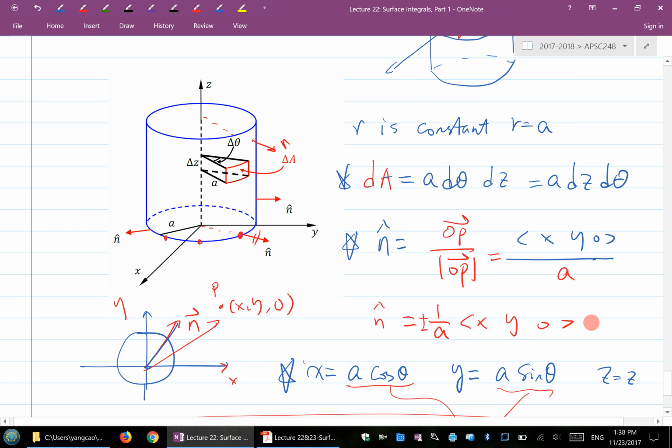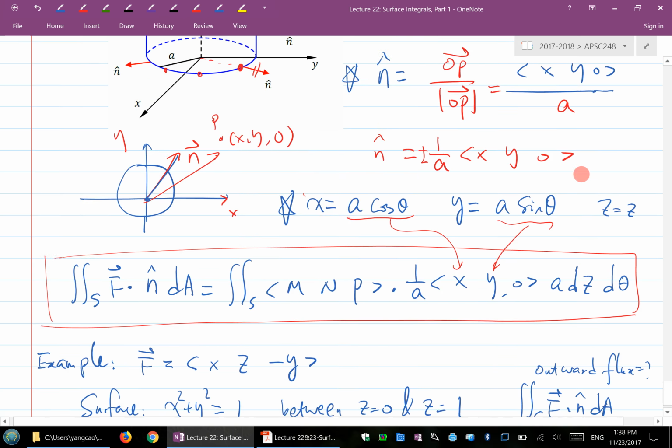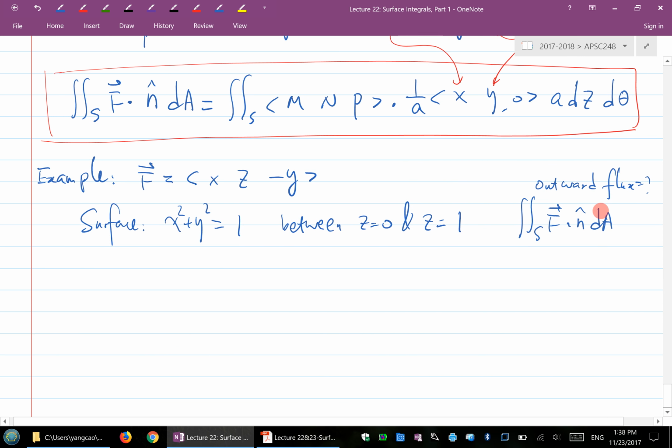Yeah. Okay. Good. So let's look at the outward flux for this one here. If it's outward flux, it basically means we're going to take the positive n hat for this cylinder. If you wanted to sketch this cylinder, it starts from z equal to 0 and goes up to z equal to 1. So this is 1 here, and the radius of the bottom circle is also 1. So that's your cylinder.